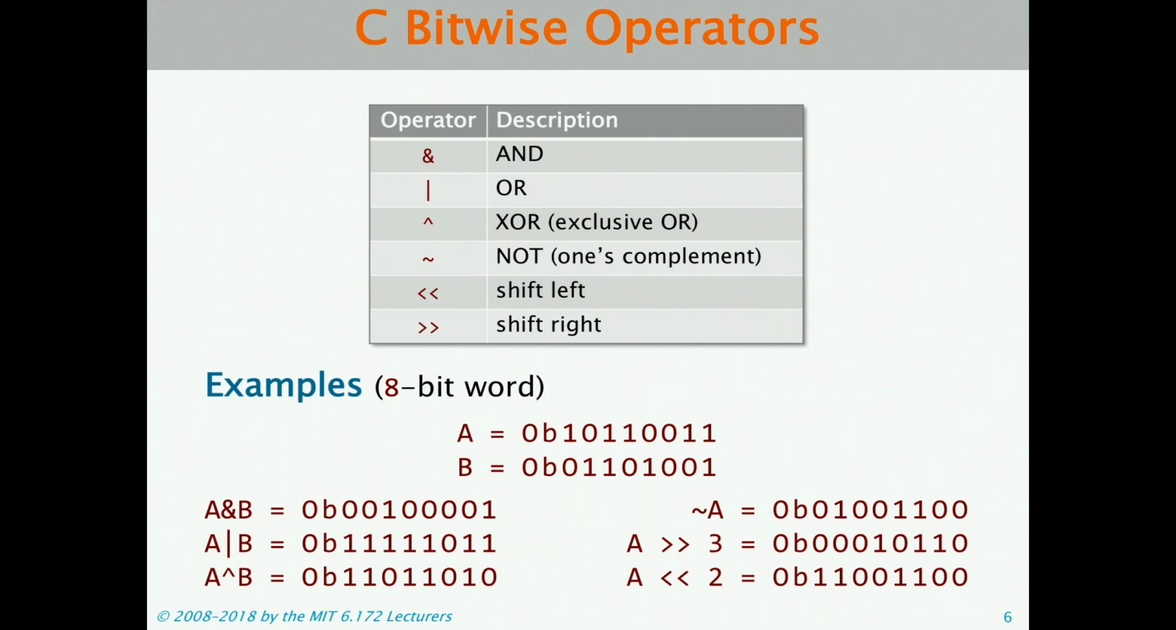Tilde of A is just the ones complement of A. We saw that before. We just flip all the bits. A right shifted by 3: we just shift the bit string to the right by 3, and then we fill in the bits on the left with zeros. And then A left shifted by 2: we do the same thing but to the left, and then we fill in these empty bits with zeros. So these are the bitwise operators in C. Any questions?